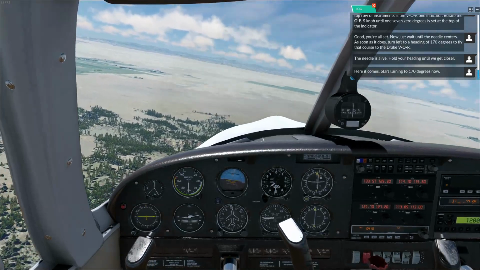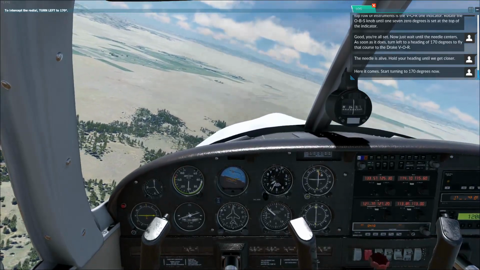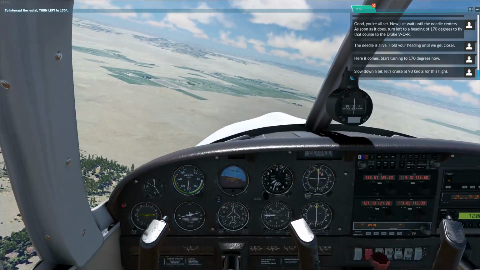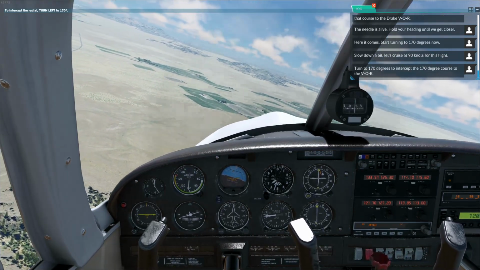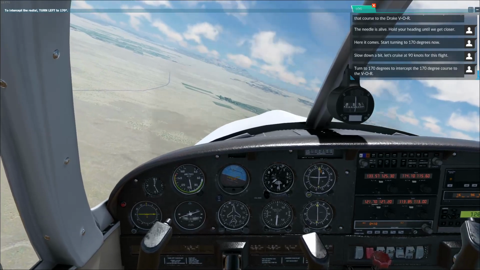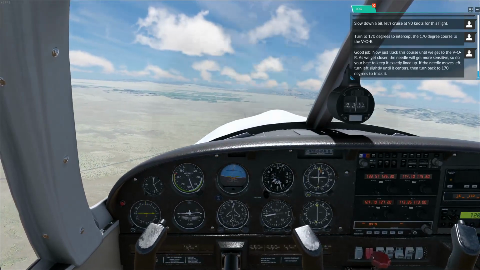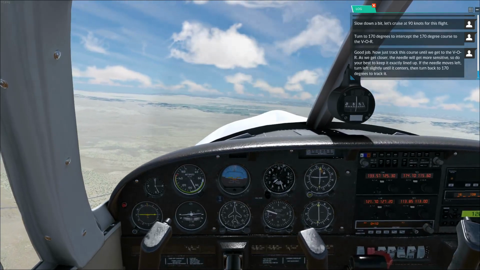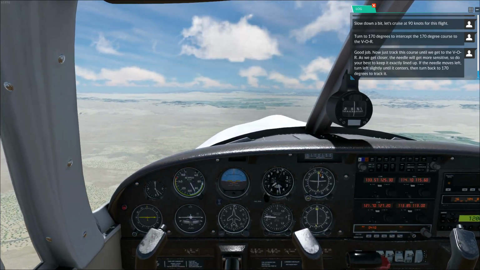Start turning to 170 degrees now. Slow down a bit. Let's cruise at 90 knots for this flight. Turn to 170 degrees to intercept the 170 degree course to the VOR. Good job. Now, just track this course until we get to the VOR. As we get closer, the needle will get more sensitive, so do your best to keep it exactly lined up. If the needle moves left, turn left slightly until it centers, then turn back to 170 degrees to track it.